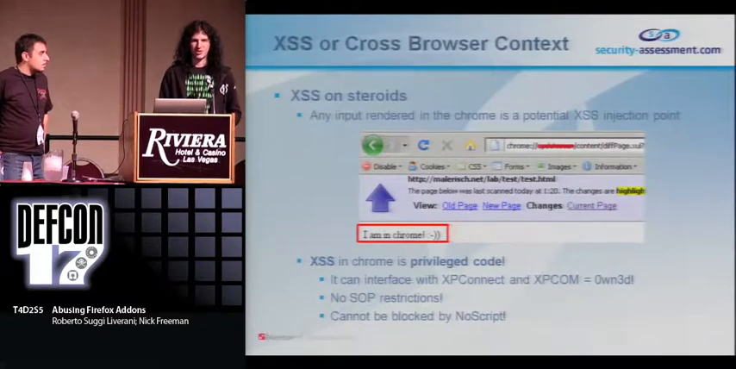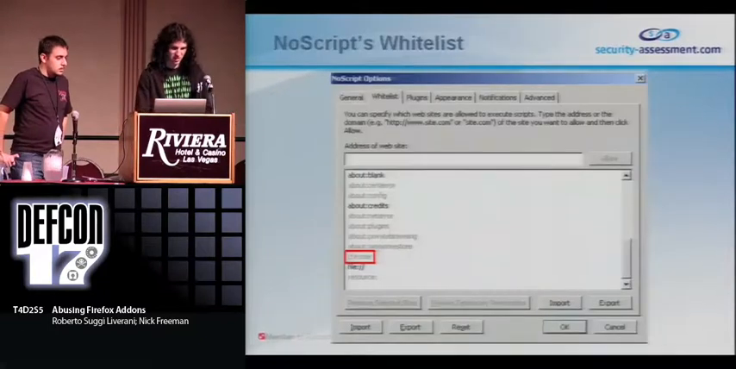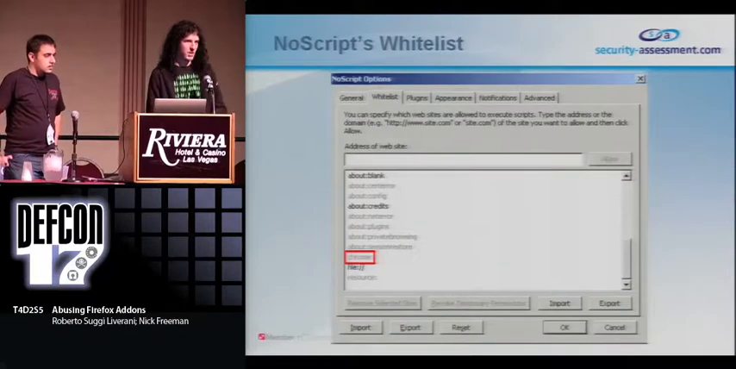So you can read from the file system and ship it off to an external website, which we'll show you a little bit later on. And because this is all in the Chrome security zone, it can't be blocked by NoScript because it's in the same place. If you look at this next little picture, you can see Chrome is whitelisted.